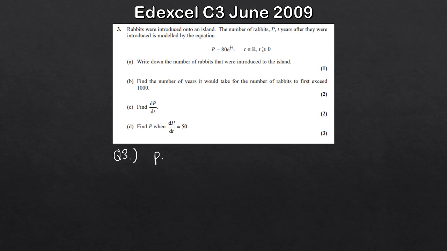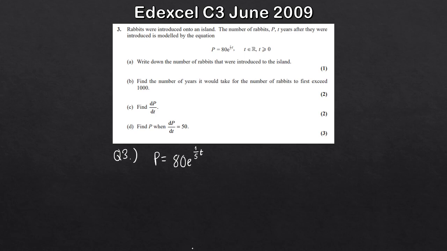We're told the number of rabbits t years after they were introduced is modelled by the equation given here. So P equals 80e to the 1 over 5t. So t over 5 here is our power. And t is any positive real number.